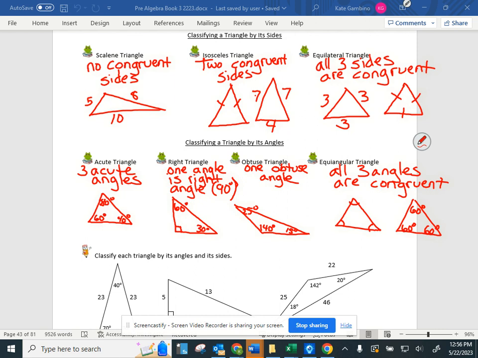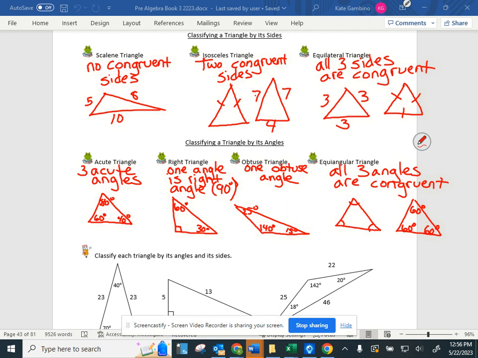So I'm not going to scroll up because I know some of us just joined us from band tryout. So I'm going to leave this up so you can write the definitions and examples of all of our triangles by sides and triangles by angles. Please note they are different names.